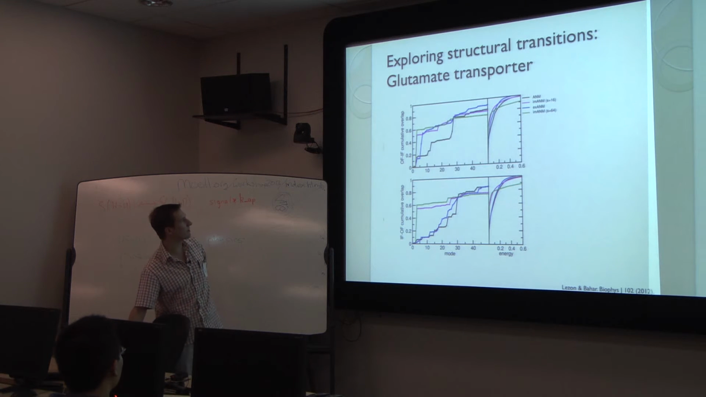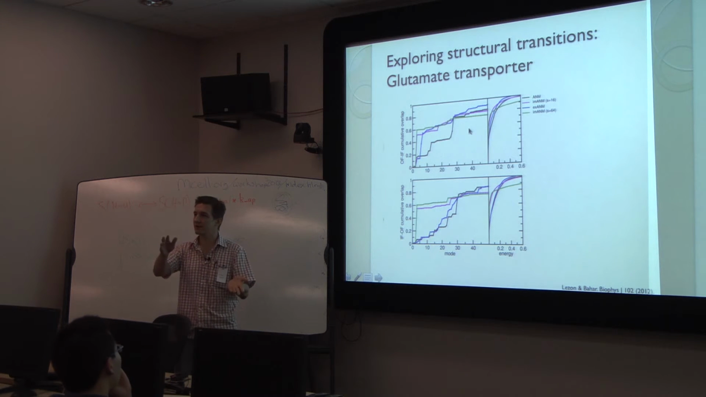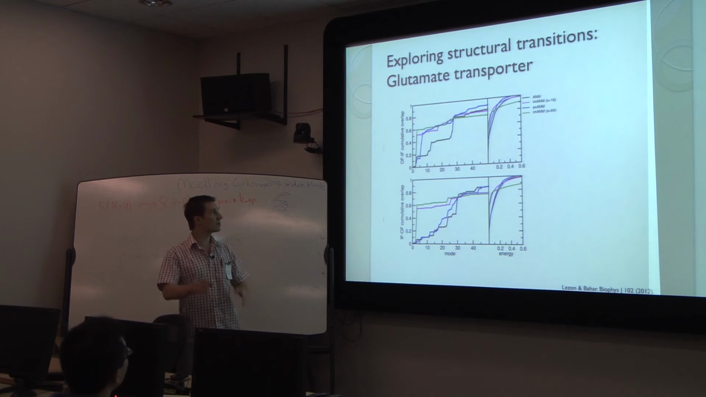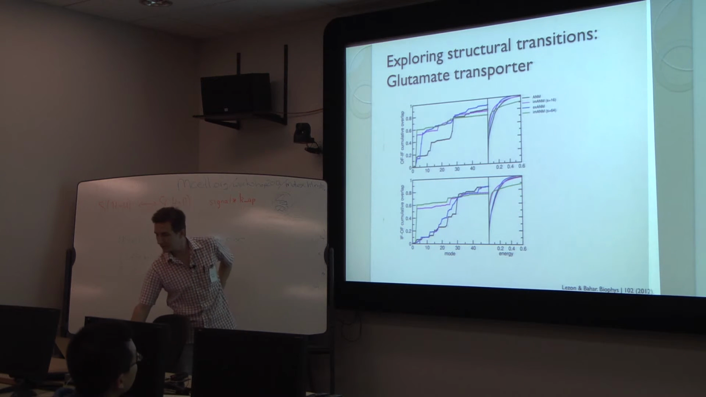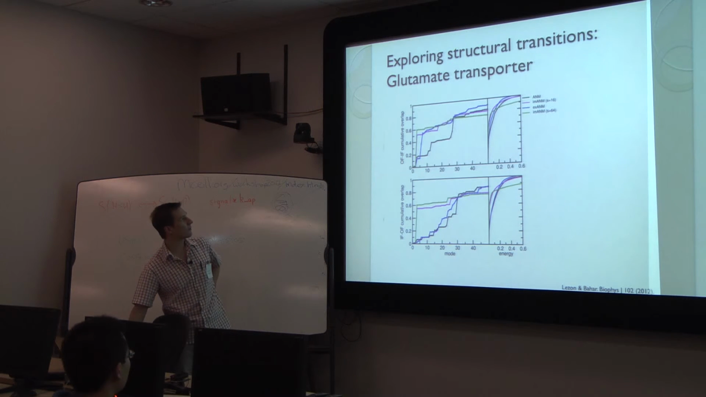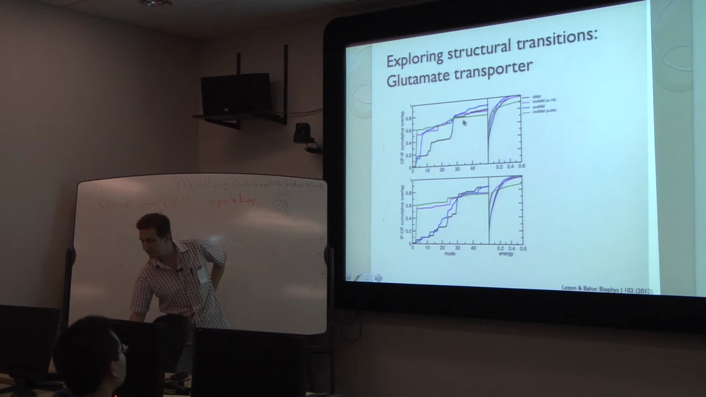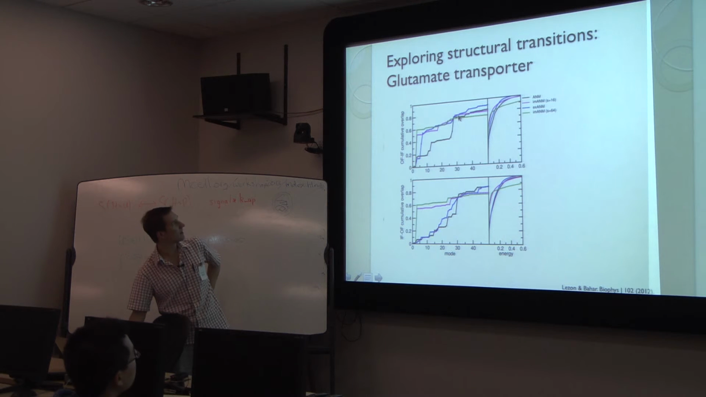In this case, here are some results. So what I'm showing here is if we look at the deformation vector between the inward and outward facing conformations, and then we look at how that deformation vector is accounted for using modes of different models. What we can see is if we just use A and M with a 15 angstrom cutoff, then we get this black line that shows that, in fact, a lot of the deformation is accounted for with the first 30 or so A and M modes.